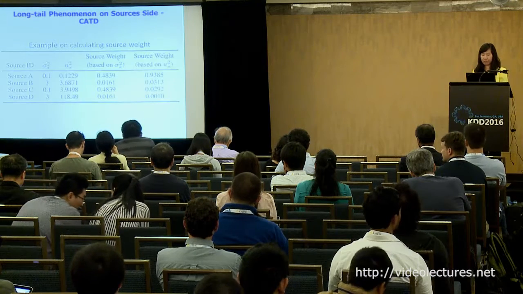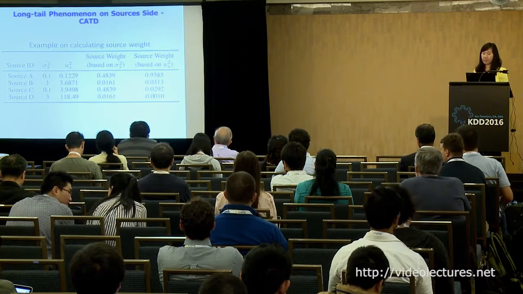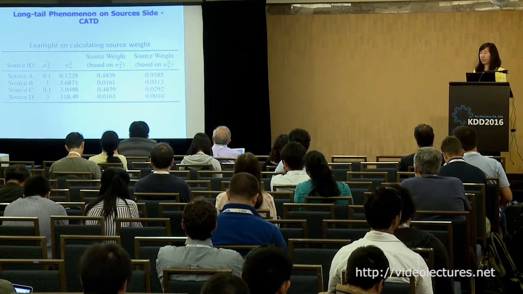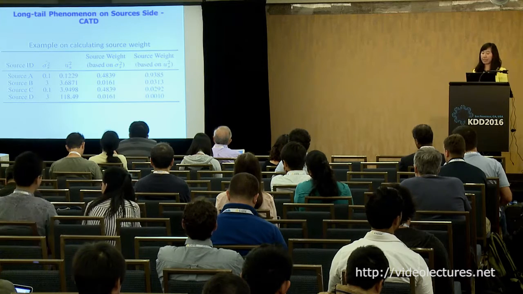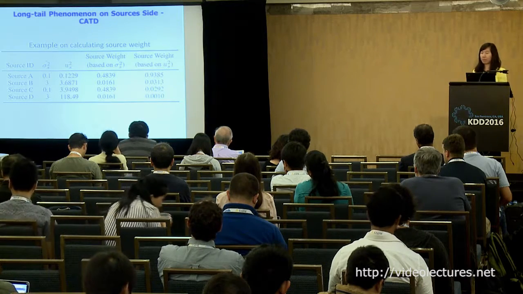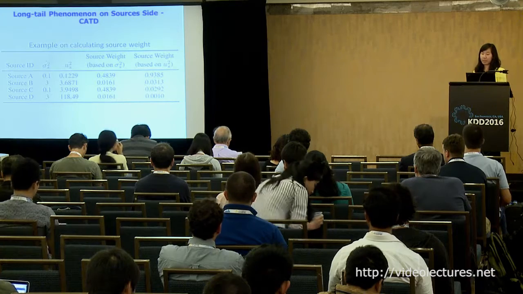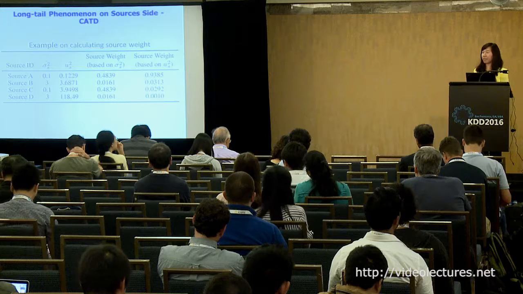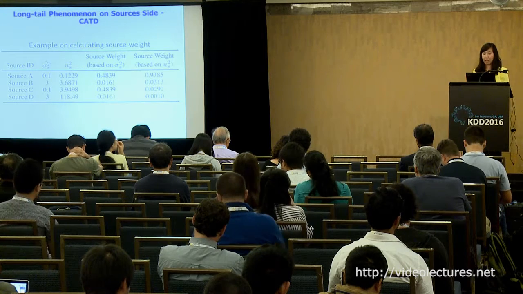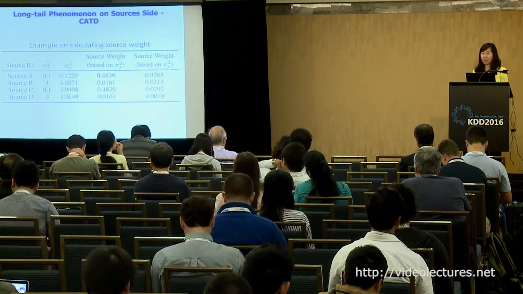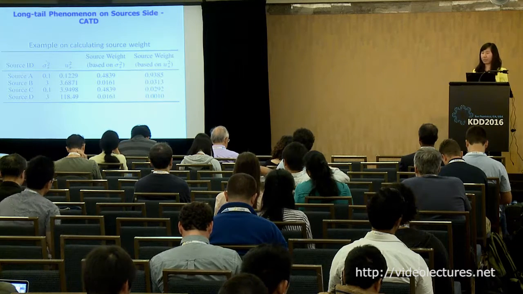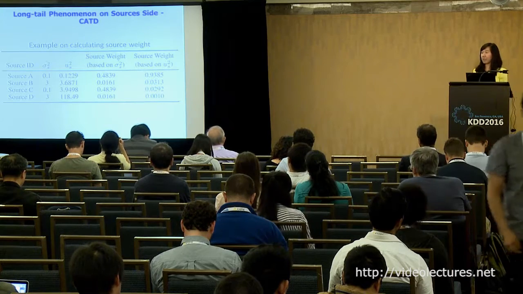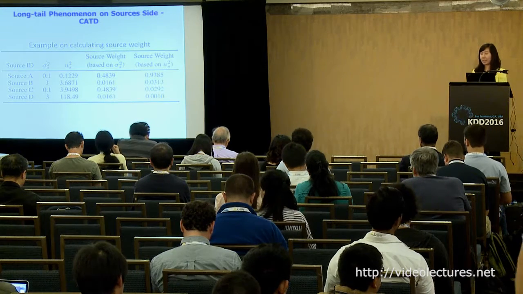So then when we calculate this source weight, we can see that if we just use the sample variance to estimate the source weight, then A and C will get the same source weight, and B and D will also get the same source weight. But this does not make sense because source A gave 200 claims, but source C only made 2 claims. So our confidence in the estimation is different. For source A, our estimation of the source weight is much more confident than for source C.